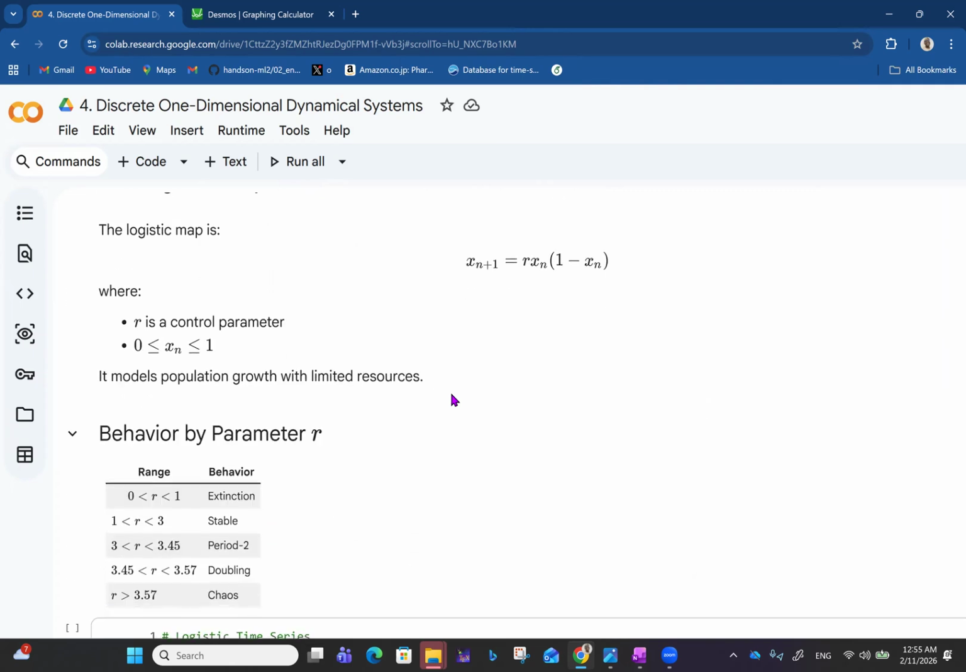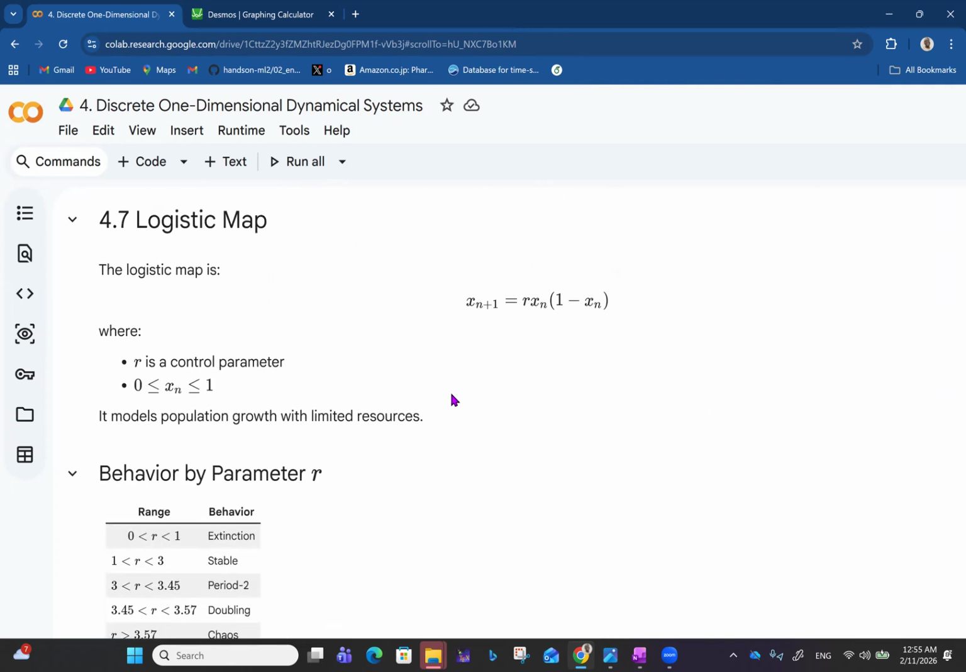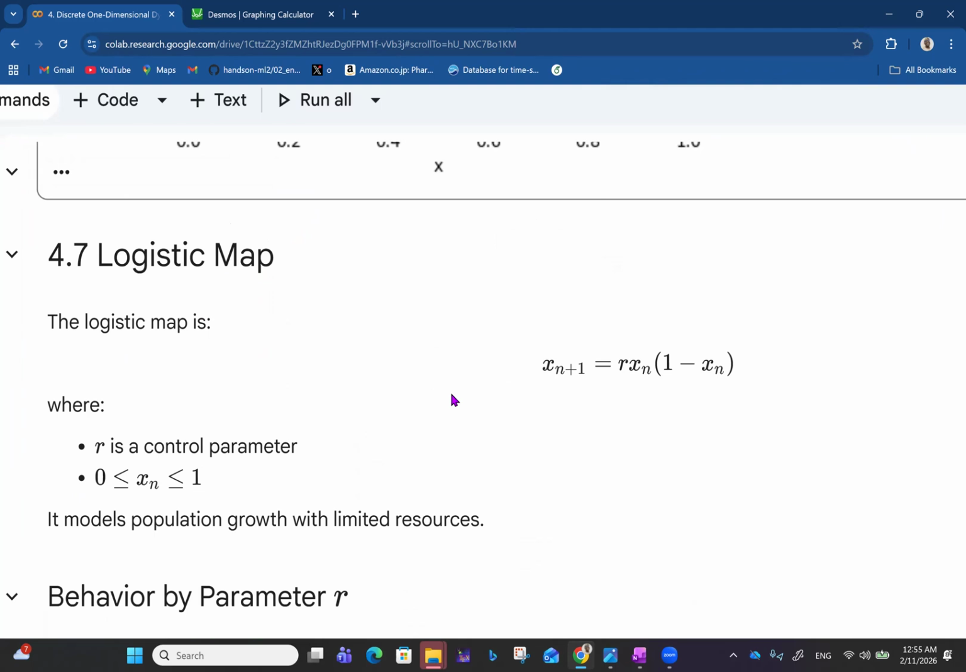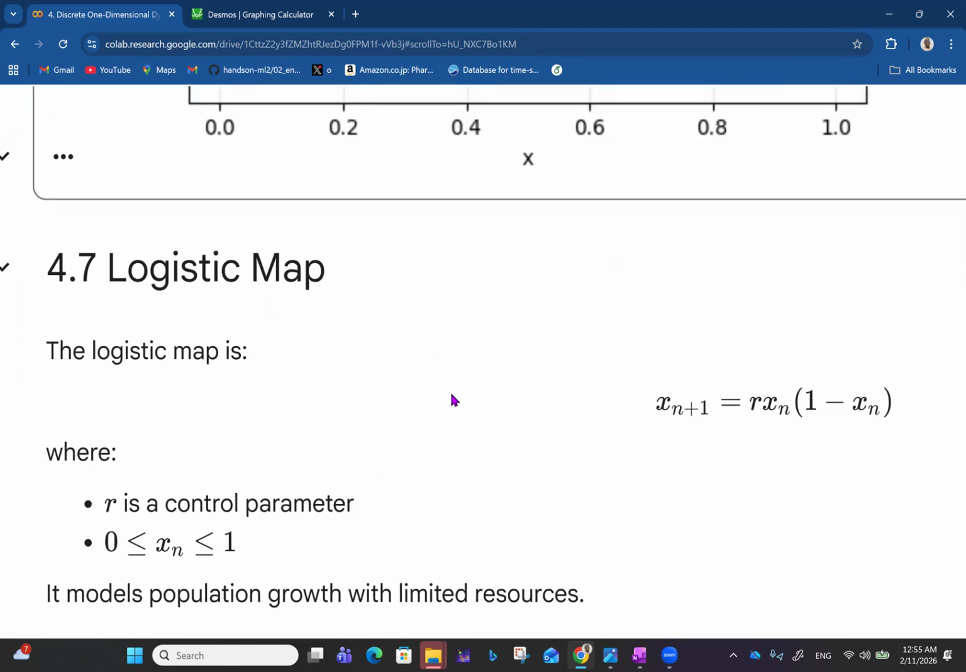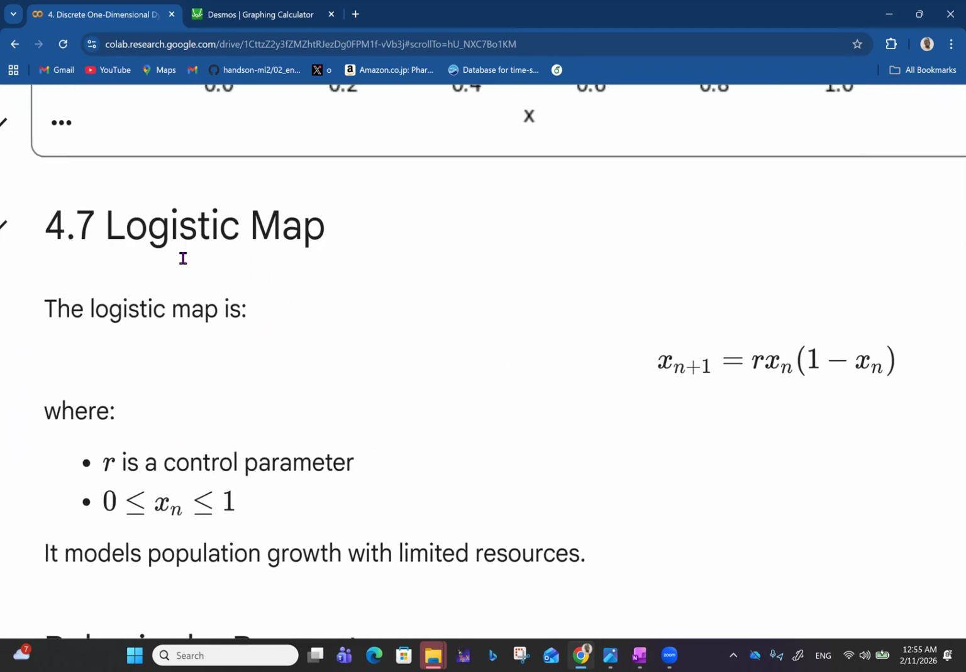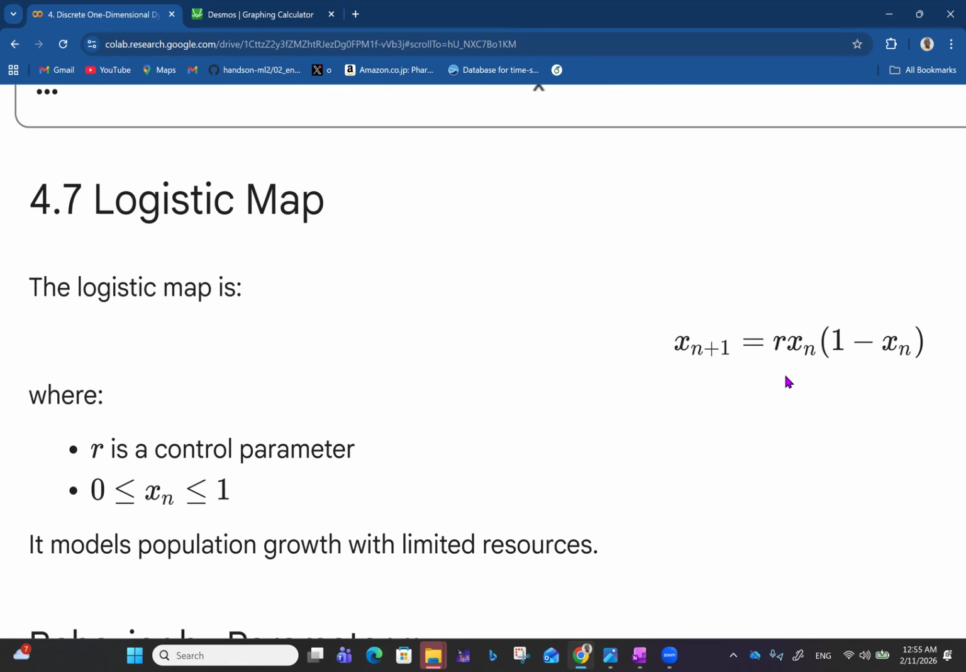Or is it rectangle? Square rather, square. Then we have the logistic map. The logistic map is given as x_{n+1} = r x_n (1 - x_n). Of course, if you want to find the fixed points, it's just x = r x (1 - x). If you solve for x in that case, you get the fixed point.